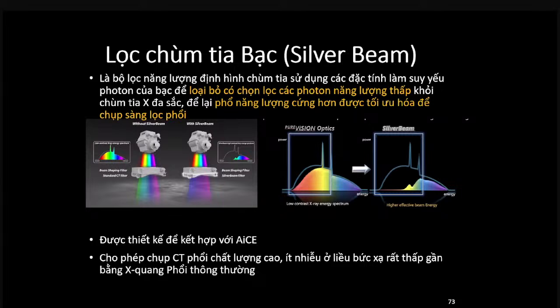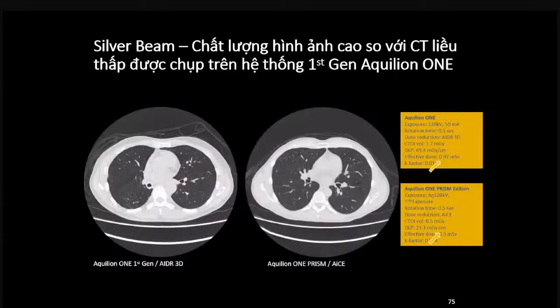So here's an example of one of our patients that we scanned, same patient scanned on the left with the equivalent one, and you can see the effective dose is 0.97 millisievert. And here with the silver filter, you can see the dose has been reduced to 0.3 millisievert.